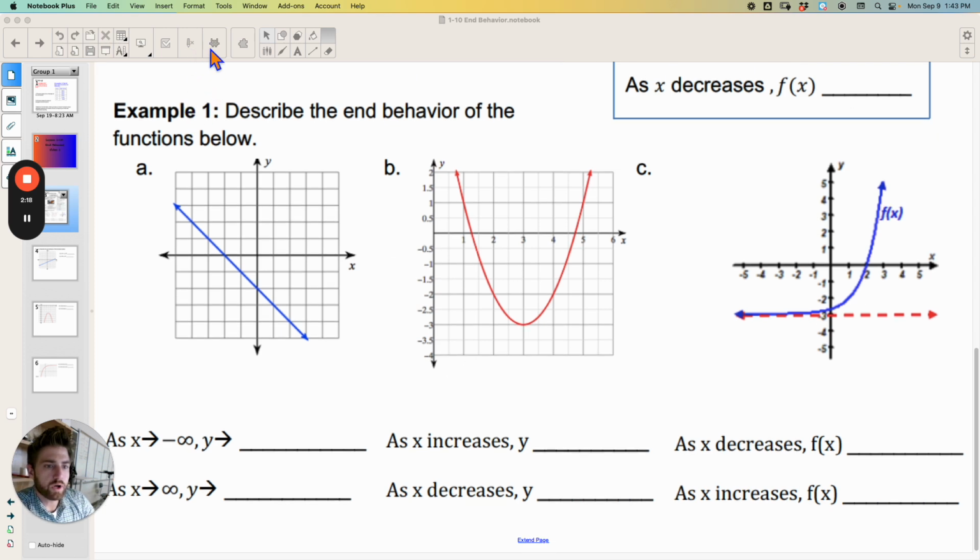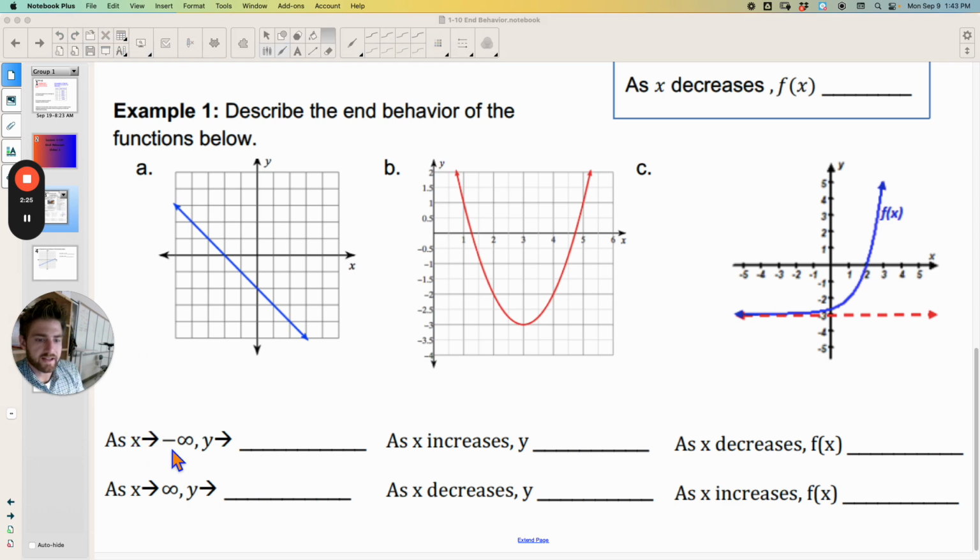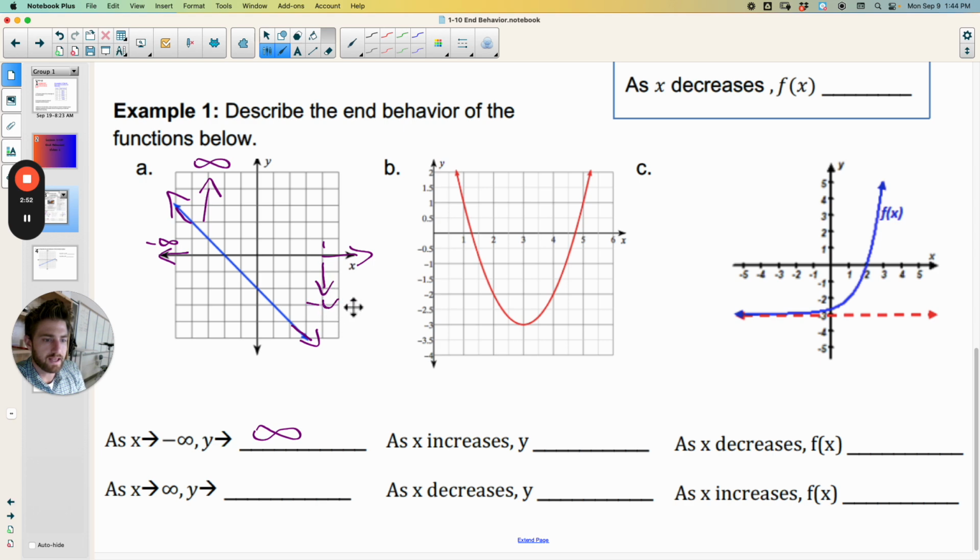So let's go over some of these examples here. Example 1a has this linear function here, and this says as x approaches negative infinity, so as x goes this way to negative infinity, what is y doing? And it looks like y is going up. We're going to say it's going up to positive infinity, so we'll say y approaches positive infinity. And then similarly, as x approaches positive infinity, what's y doing? Well, y is going down.